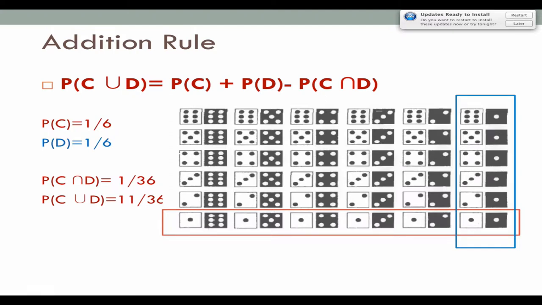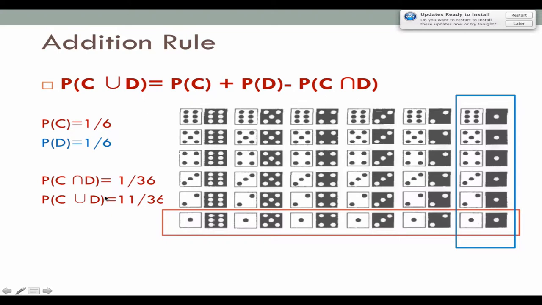Then what's the probability of C intersect D? The event C intersect D means the overlap of those two events. By looking at those two brackets, you know only this (1,1) is the overlap, the intersection of those two events. So 1 out of 36 is the probability of C intersect D. Is that okay?